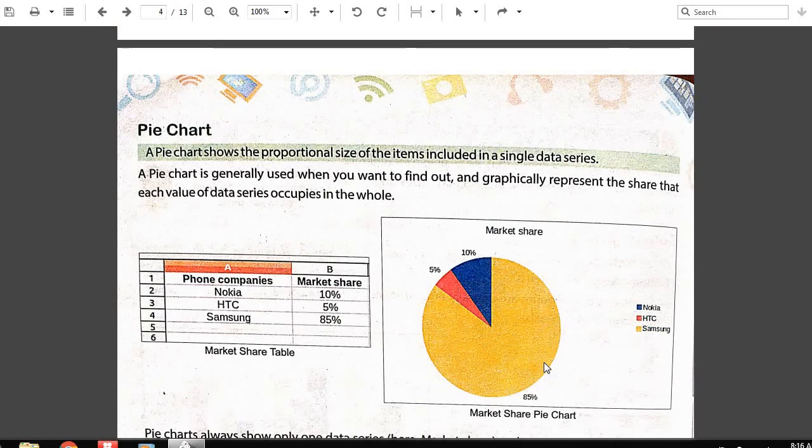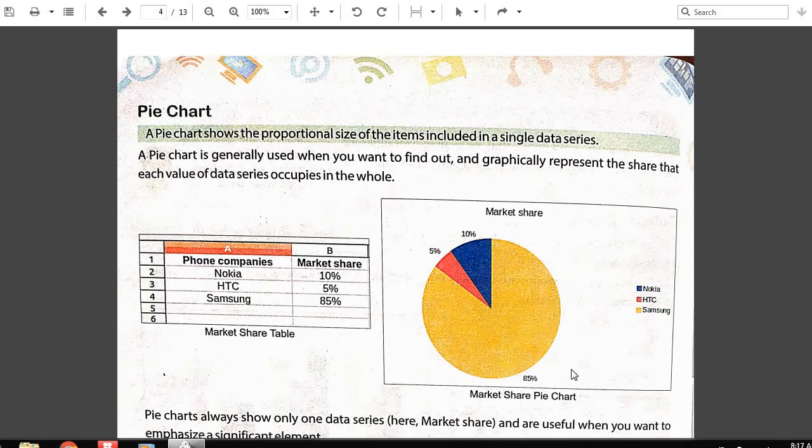Here you cannot show the different marks of different students. So what can we show here? We can take only one category, one series. Like here it is about the market share of different companies. 10% is occupied by Nokia, then 5% by HTC and 85% by Samsung. So out of 100 the proportion is shown with the help of a pie chart.